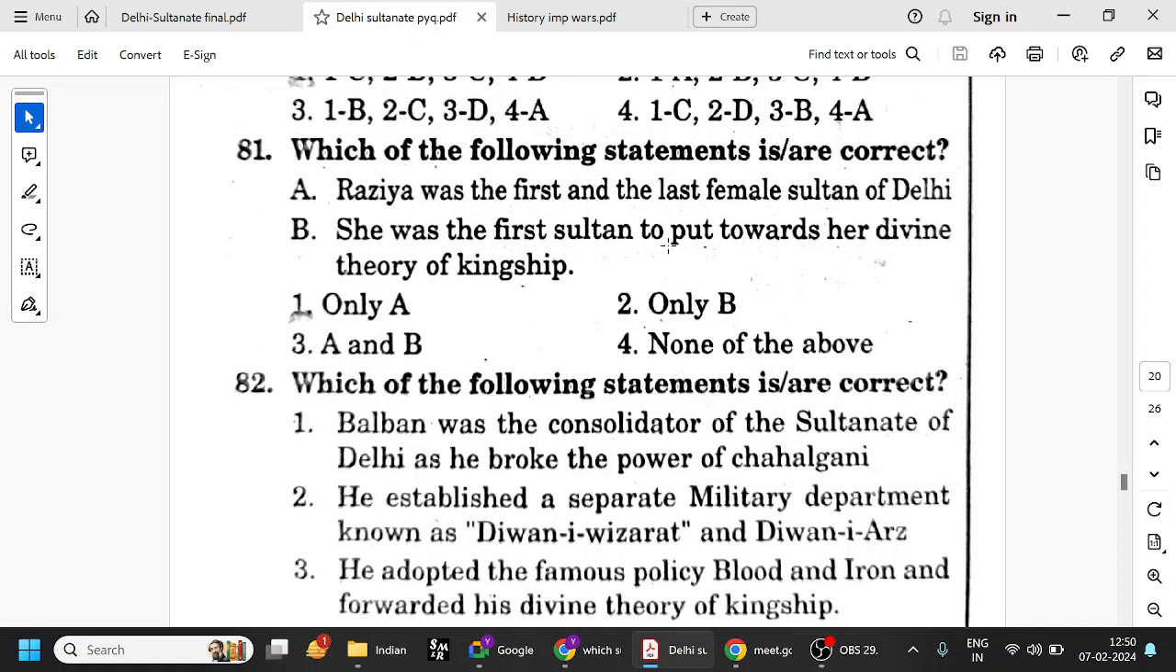Ghiasuddin Balban restored the prestige of the crown. He took the titles Zil-i-Ilahi and Nabi. Those two, Zil-i-Ilahi is more important. And he introduced Sijda and Paibos, two Turkish traditions, and also he celebrated the festival of Nowruz. So all these things, and he took the divine theory of kingship. So that is Ghiasuddin Balban. So only A is correct.